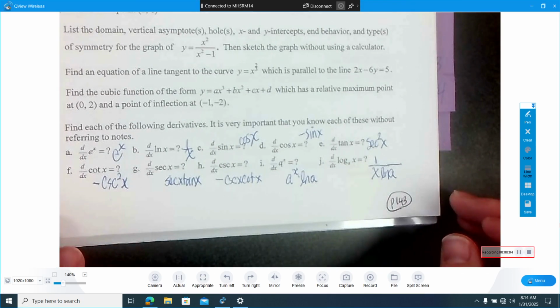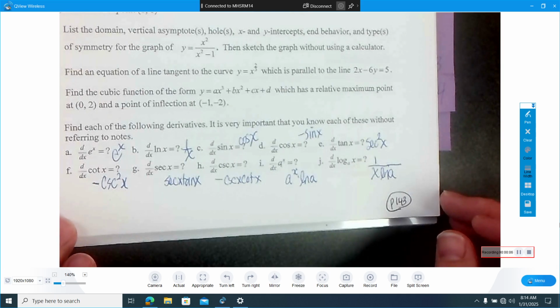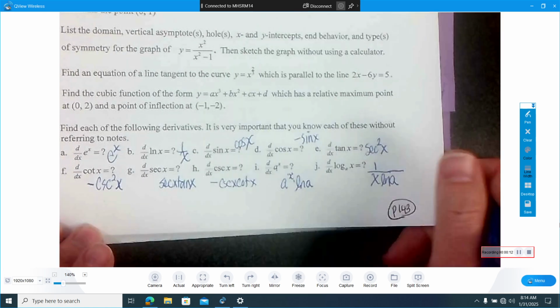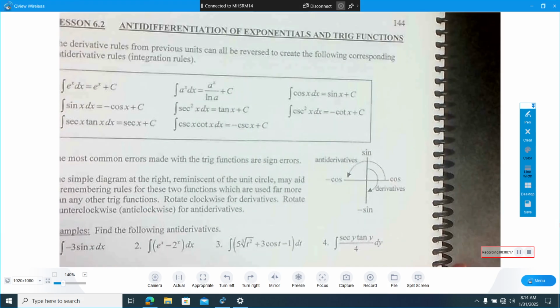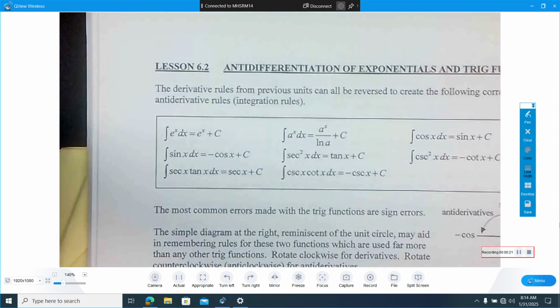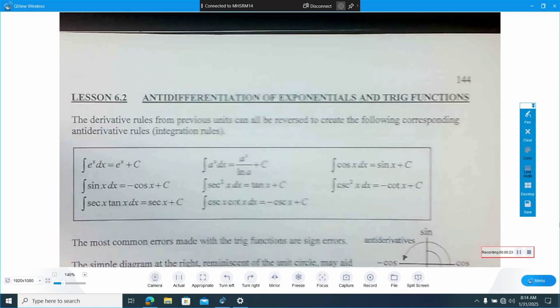All right. Page 143. Pause the video and write down all your derivatives of trig functions. Okay. Here we go. All right, so this is 6.2, anti-differentiating exponentials and trig functions. Trying to get my screen right.